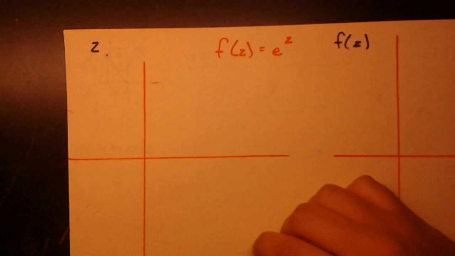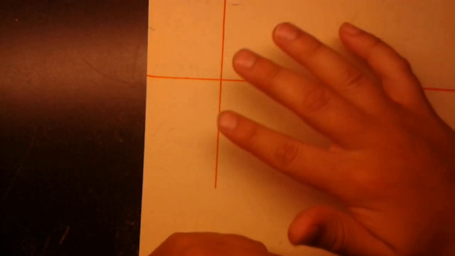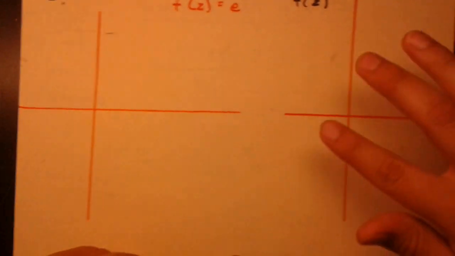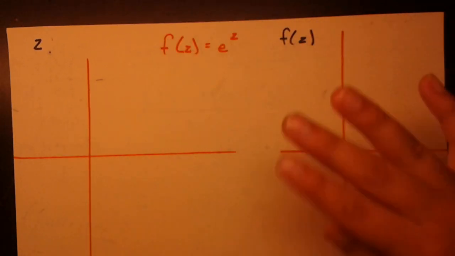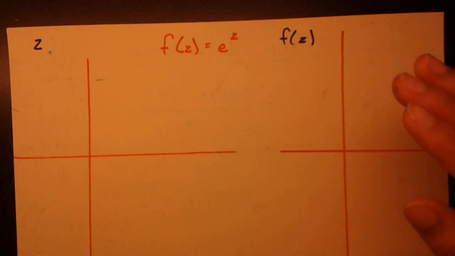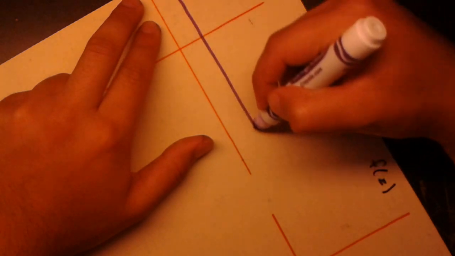So let's do one last thing in this video, which will be mapping. So this is our function, f of z equals e to the z. And we want to map it from our z plane here to our f of z plane here. In previous videos, we did it all in one plane, but it'll be a little bit cleaner if we do it this way. So let's actually just map a strip.